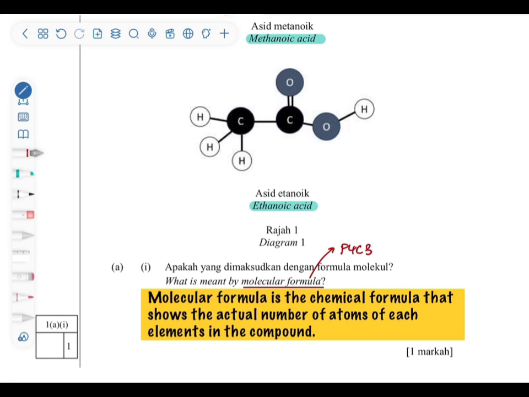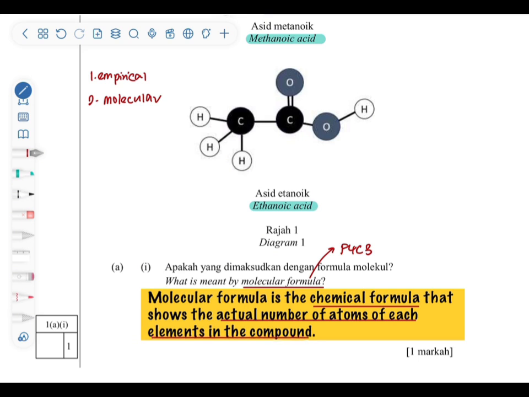We know that we have two types of chemical formula. The first one is the empirical formula, and the second one is the molecular formula. There is a difference between the empirical formula and molecular formula. The molecular formula is the chemical formula that shows the actual number of atoms of each element in the compound.